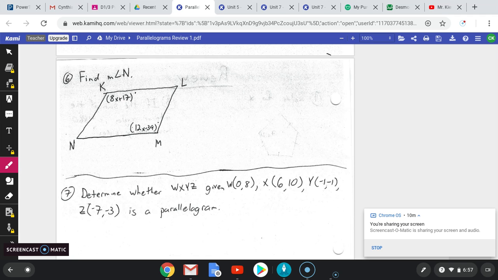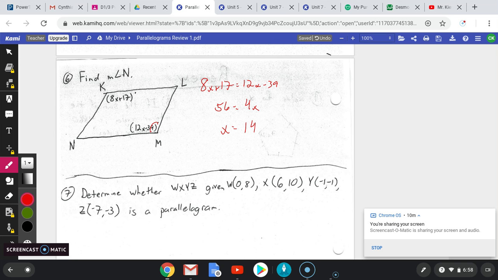So here, you're given these two expressions here, K and M. Well, what do we know about these two angles right here? We know they're congruent because they are opposite angles, and the property tells me so. So I'm going to have 8x plus 17 equals 12x minus 39. I'm going to solve for x, move things around. So 4x, 17 plus 39 there, and I'm going to get 56. Okay? And I divide by 4. 56 divided by 4 is going to give me 14.